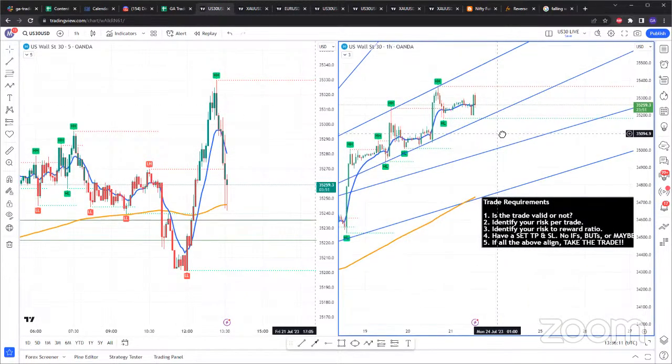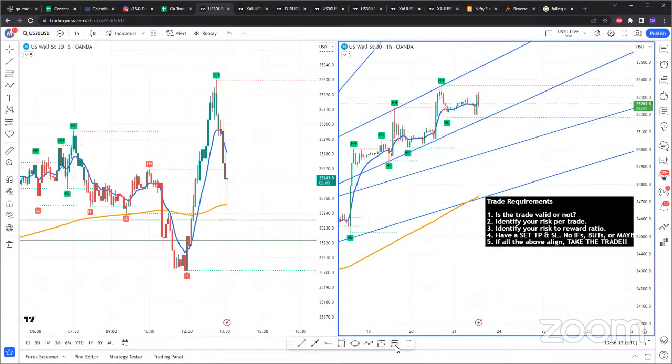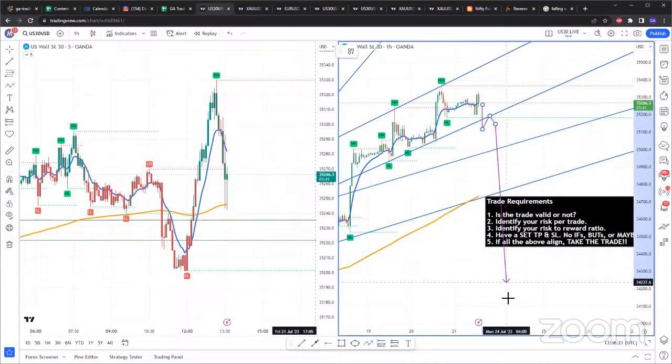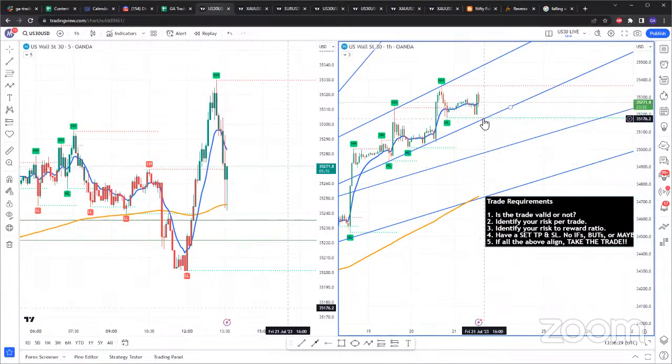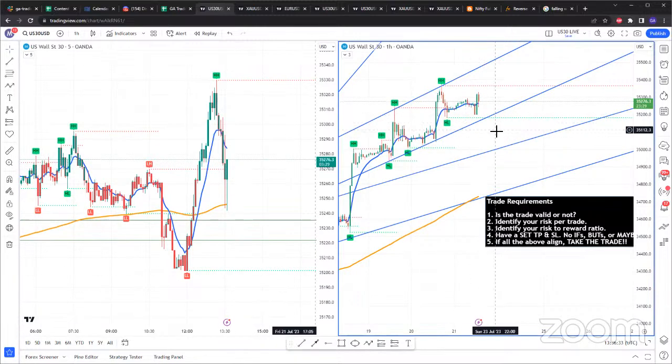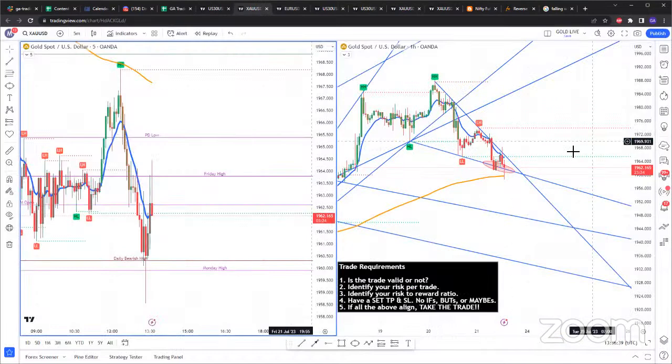Another confirmation for a sell, if we do get a closure below this trend line and retest and closure below, I do expect US30 to now start melting nicely to the downside. So if you want to wait for a nice confirmation for a sell, you can wait for US30 to close below 35,185 area and then retest and close below that area for a sell.